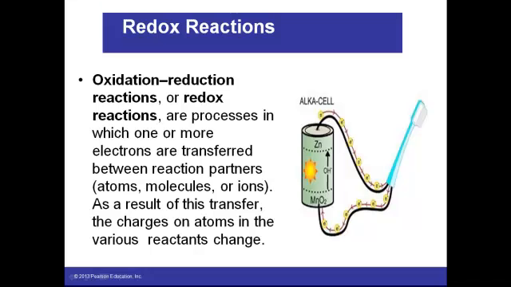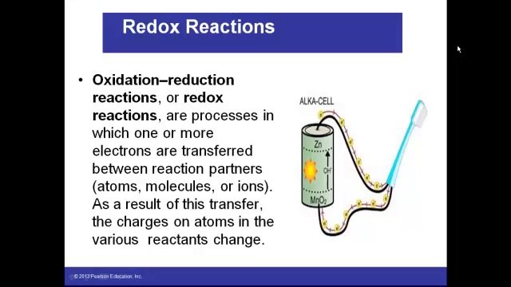Okay, so we can see a lot of different examples of oxidation reduction reactions, or redox reactions, which transfer electrons from one element to another, which results in differences in the charges of atoms as you go across the equation. And so that's going to be due to the transfer of the electrons in the process. So overall, oxidation reduction reactions, or redox reactions, are processes which involve the transfer of electrons between two reaction partners.